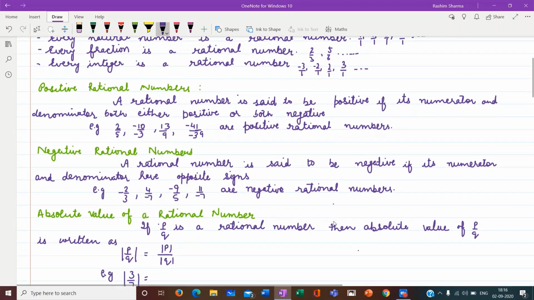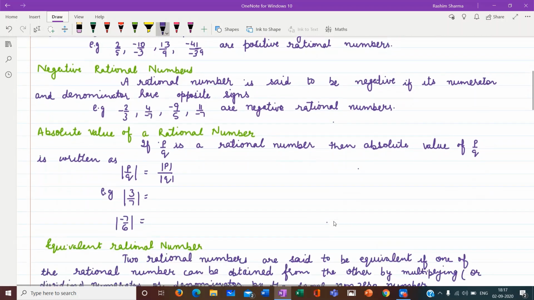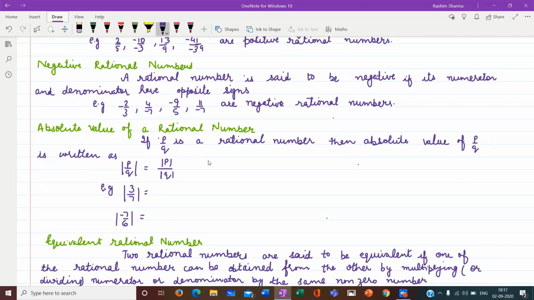Next we have the absolute value of a rational number. If p upon q is a rational number, then the absolute value of p upon q, which we write in bars, will be equal to the absolute value of p upon the absolute value of q. We write the absolute value of the numerator and the absolute value of the denominator separately.